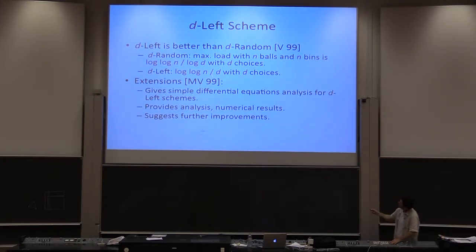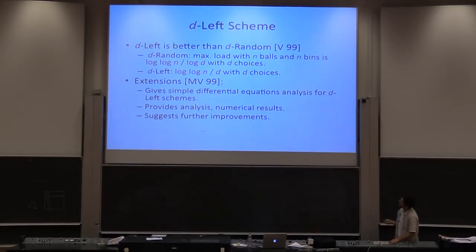So remember that for D random, the maximum load is log n over log D with D choices. D left is log n over, well, there's really a constant here times the D, but the main point is that it's log n over something that doesn't depend on log D, but depends on D. Okay, so our constant factor has improved significantly by using it in ways that can actually make a difference. And again, I was just shocked to see this.